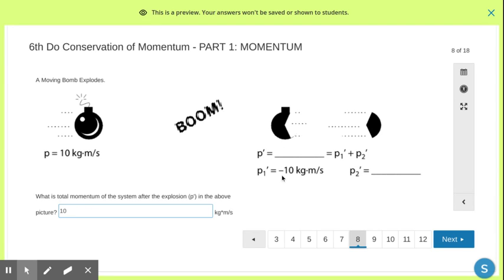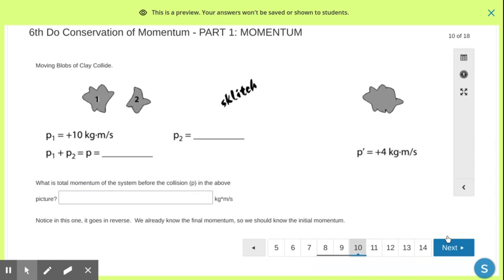So once again, they tell us P1 prime, the momentum of object 1 afterwards. So what's the momentum of object 2 got to be? That's going to be our next question. So if this is -10, but we got to get all the way up to the system for 10, then what's this one got to be? What plus -10 will give you +10? That means the momentum of object 2's got to be 20, right? Because if this was 20 and we added it to -10, then we would get a total of +10. So that would keep the momentum the same. So that's what you'll do there.